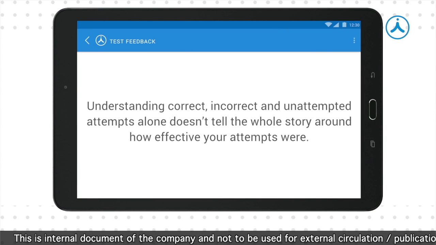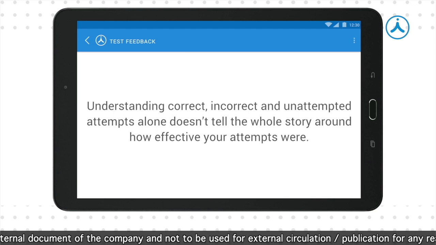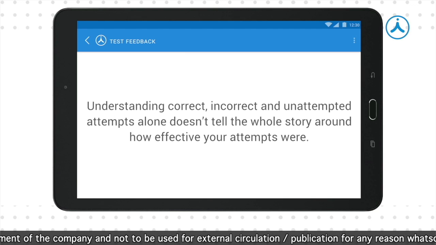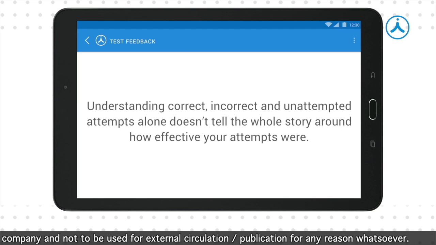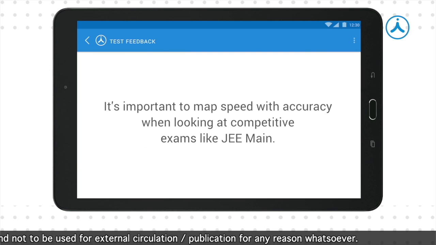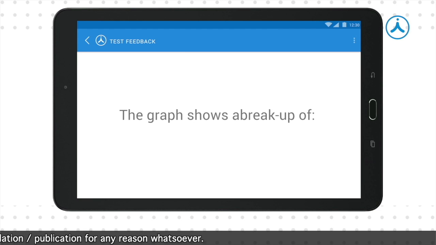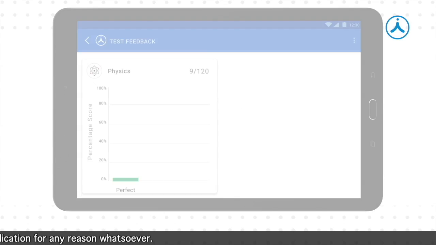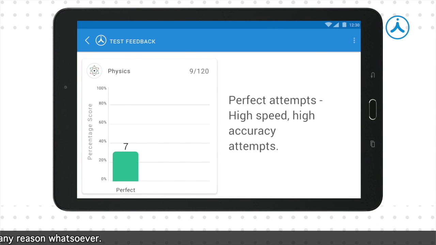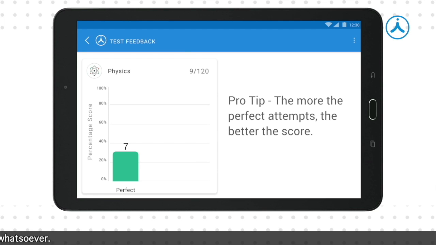Understanding correct, incorrect and unattempted attempts alone doesn't tell the whole story around how effective your attempts were. It's important to map speed with accuracy when looking at competitive exams like JEE Main. The graph shows a breakup of perfect attempts, high speed, high accuracy attempts. The more the perfect attempts, the better the score.